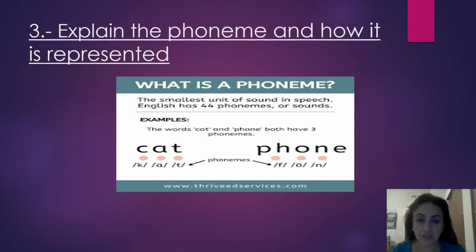Question number 3. Explain the phoneme and how it is represented. The phoneme is the smallest unit of sound in a word, and it is represented with specific symbols between slashes. For example, the word cat has 3 letters and 3 phonemes, and the word phone has 5 letters and 3 phonemes.